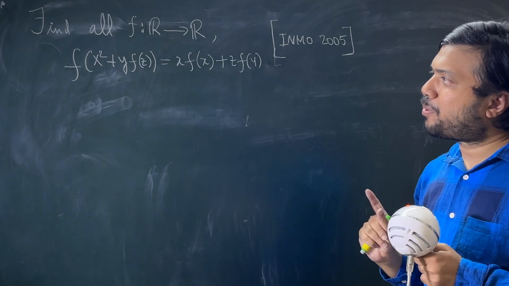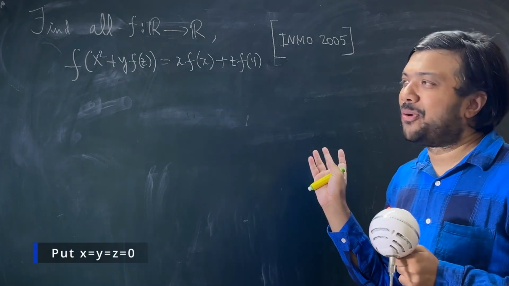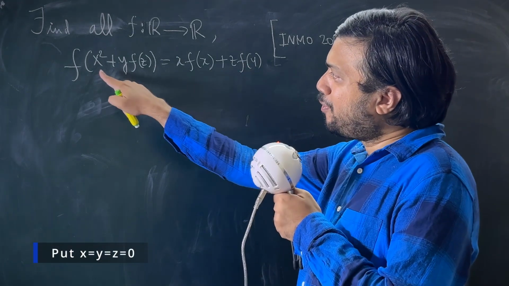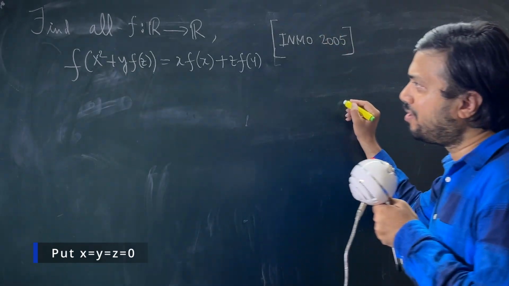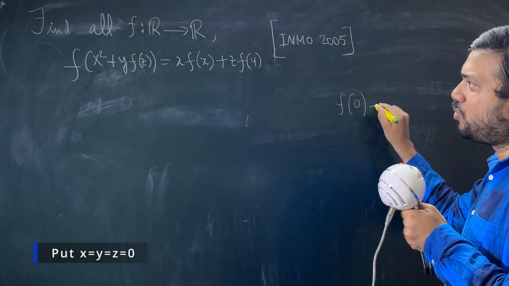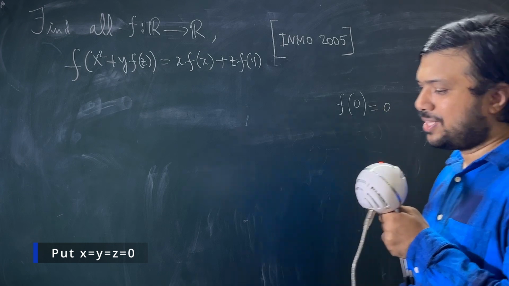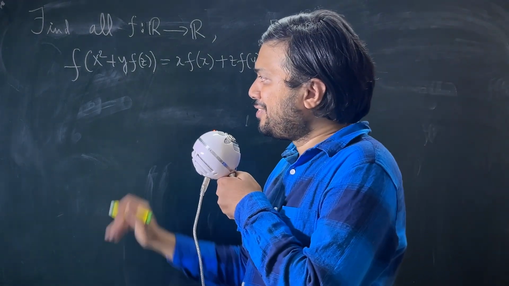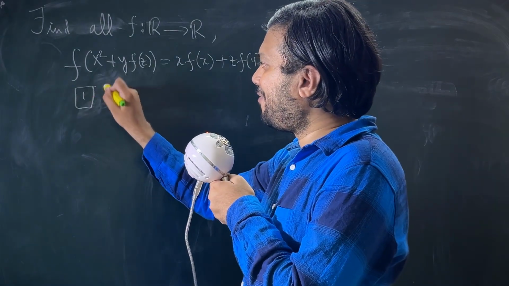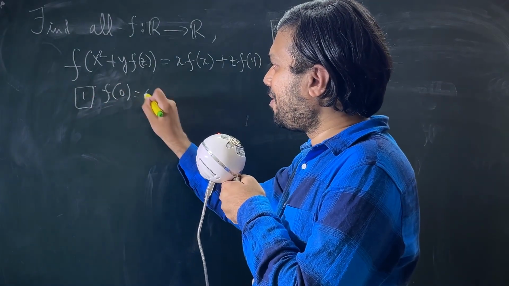In these kinds of problems, the first thing you do is try to plug in everything 0 and see what you get. That's the most basic thing to do. So if you plug in x is 0, y is 0, z is 0, you will see that f of 0 is equal to 0. That's the first observation: f of 0 is equal to 0.